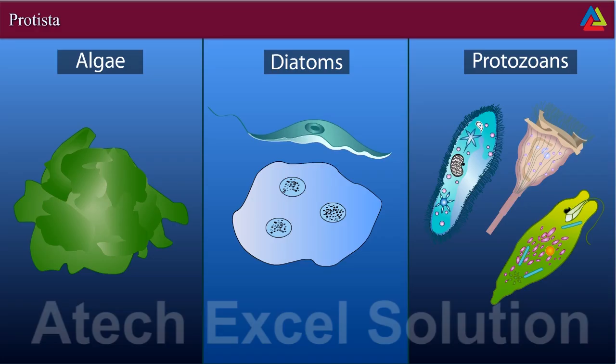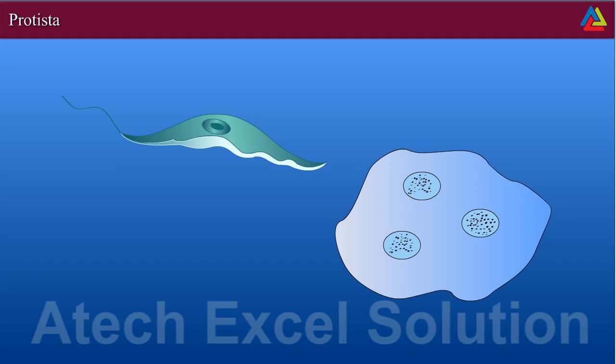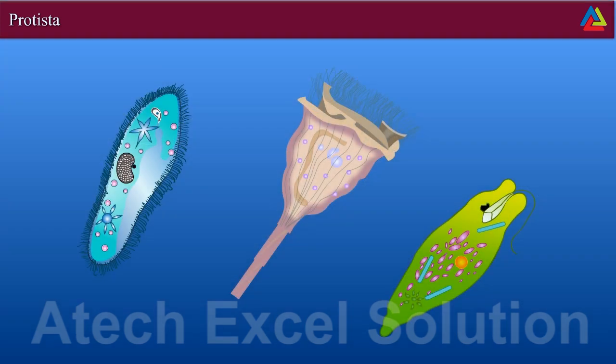Protista includes unicellular algae, diatoms, and protozoans like euglena, amoeba, and paramecium. Their mode of nutrition can be autotrophic or heterotrophic. They are unicellular and simpler forms of eukaryotic organisms. Some of these organisms use appendages such as hair-like cilia or whip-like flagella for moving around.